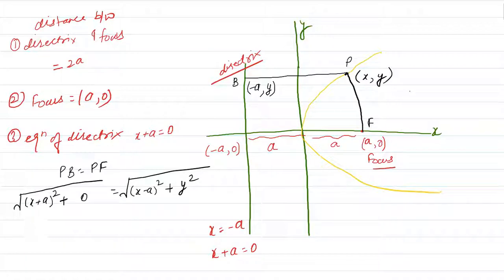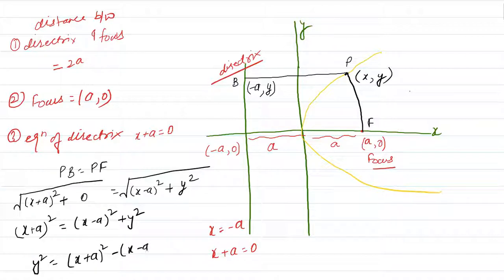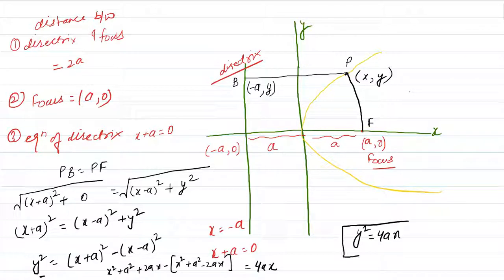If I square both sides, I get (x plus a) squared equals (x minus a) squared plus y squared. From here, y squared equals (x plus a) squared minus (x minus a) squared. As you open it, x squared plus a squared plus 2ax, minus x squared plus a squared minus 2ax. Everything cancels other than 2ax and 2ax, which add up to 4ax. So we get that the equation of the parabola is y squared equals 4ax.